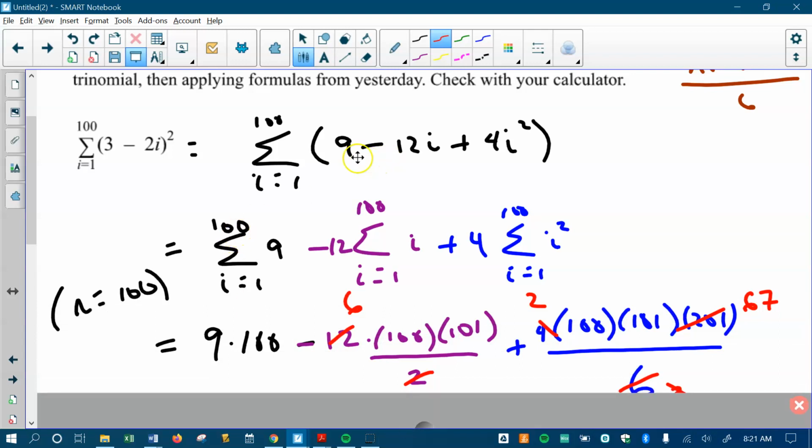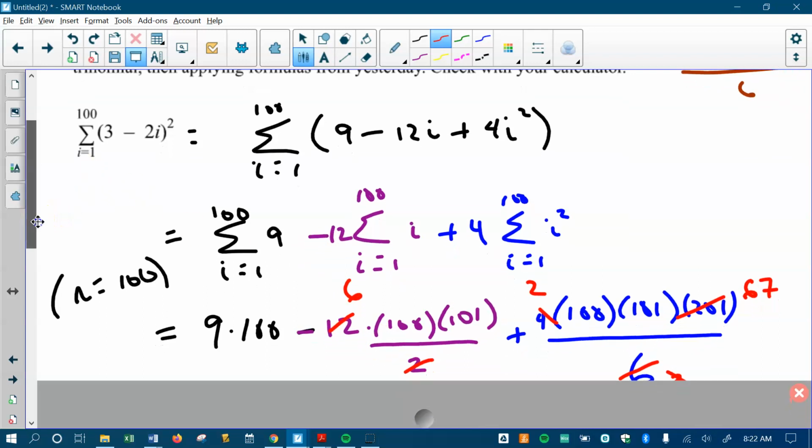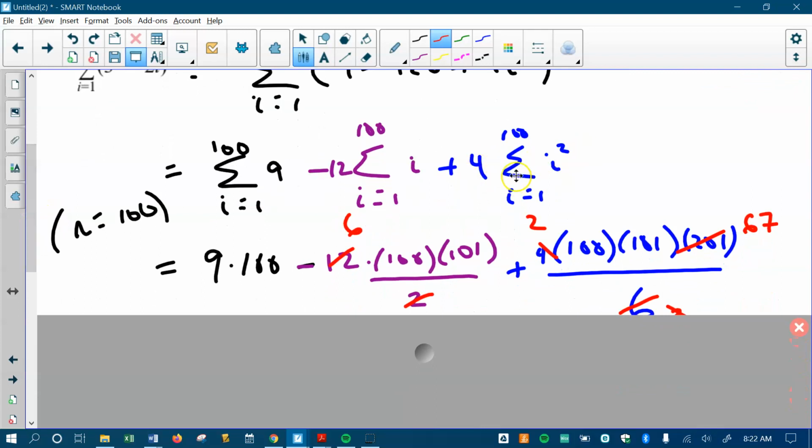So for the next part, the sum of 9 was 9 times 100. The sum of i, where n is 100, so 100 times 101, which is 100 plus 1, over 2. Now the minus 12 just stays in front. It's not doing anything other than just waiting to multiply the final answer here. Same with that positive 4 in blue. That's not really doing anything either.